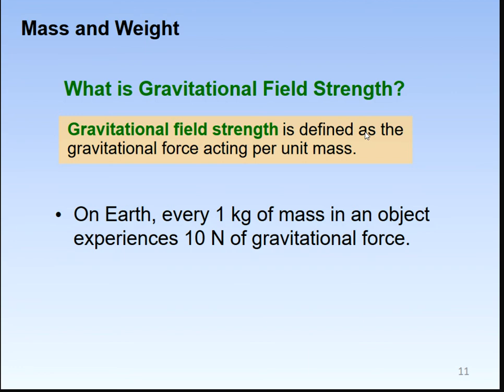Okay, now this is one of the key points of this lesson. On Earth, every 1 kg of mass in an object experiences 10 newtons of gravitational force. If it is a 1 kg mass, it will experience 10 newton force. If it is a 2 kg mass, what will be the force experienced? 20. If it is a 10 kg mass, what is the weight that you experience? 100. So for your own mass, probably 45, 50, whatever, that's why you multiply by 10 and you get your weight in newtons.